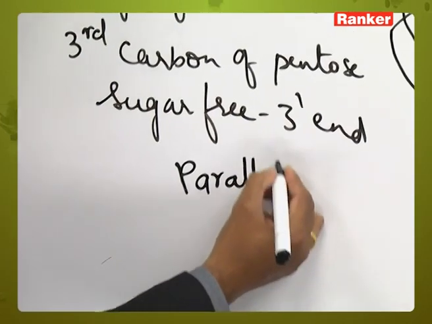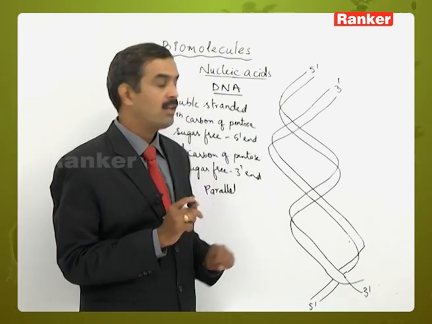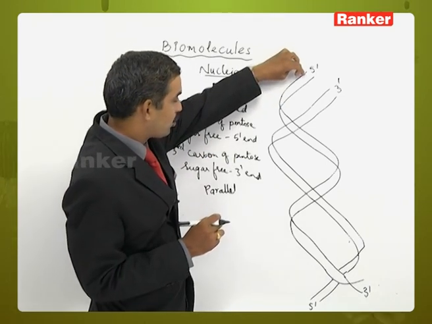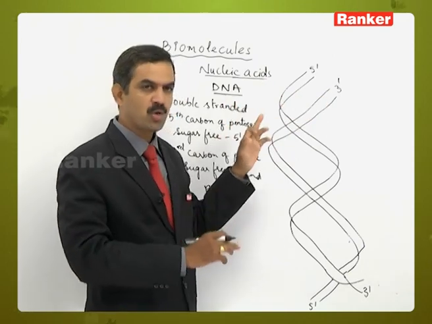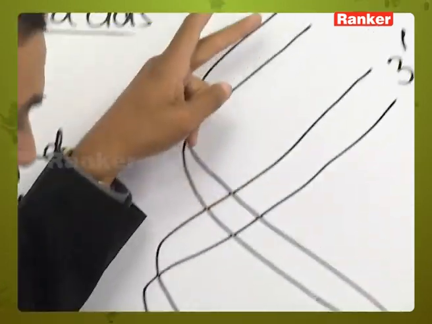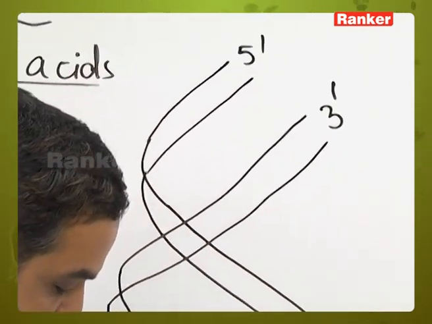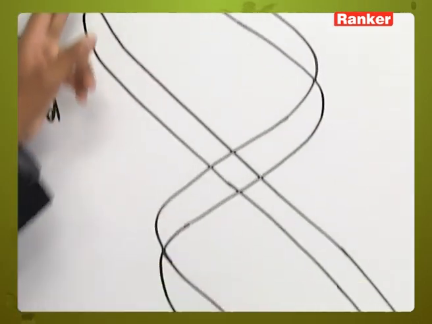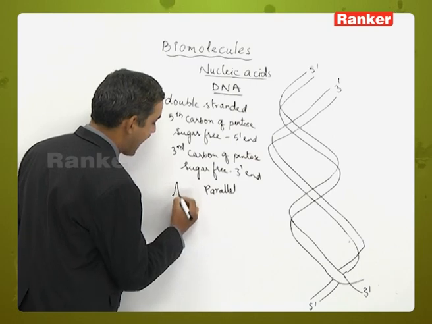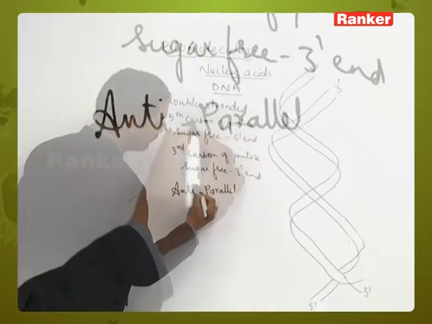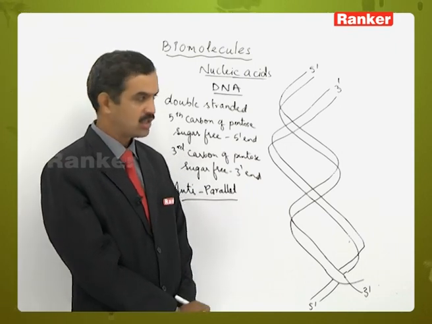Wherever we see, they are parallel and they are coiling around each other, and one is moving showing 5 to 3, the other is showing 3 to 5. But actually both of them are showing 5 to 3. Because 5 to 3 moving in this direction, the other one is also moving from 5 to 3 in this direction. So both of them are moving in the opposite direction, so we call it anti-parallel. The 2 strands are anti-parallel to each other.